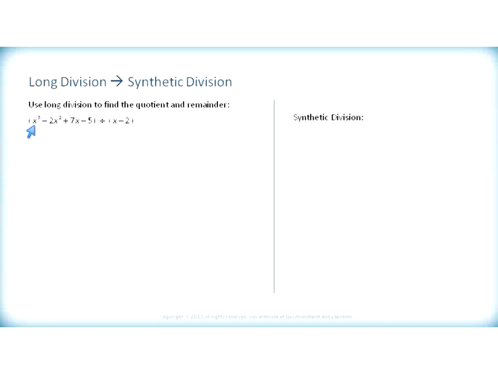First, we need to look at the terms. The terms are in descending powers of x, and there are no missing terms. The divisor is of the form x minus a. So in this case here, the value of a is equal to 2. Setting up long division, we have x minus 2 will be divided into the polynomial x cubed minus 2x squared plus 7x minus 5.